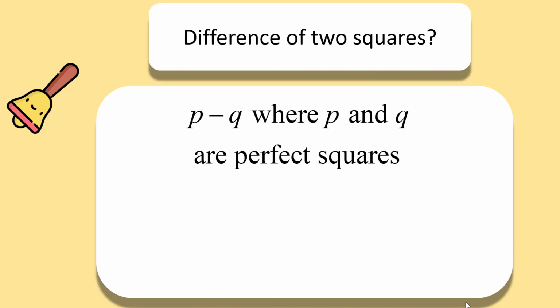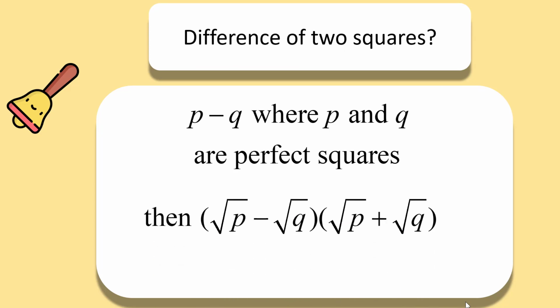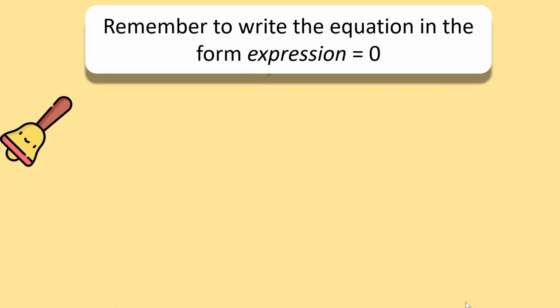So to summarize, p minus q, where p and q are perfect squares, then you've got two brackets, and in the one bracket you'll have the difference of the square roots of the two numbers, and the second bracket the sum of the square roots of the two numbers. Let's do an example. Write this in your book and see if you can do the answers.